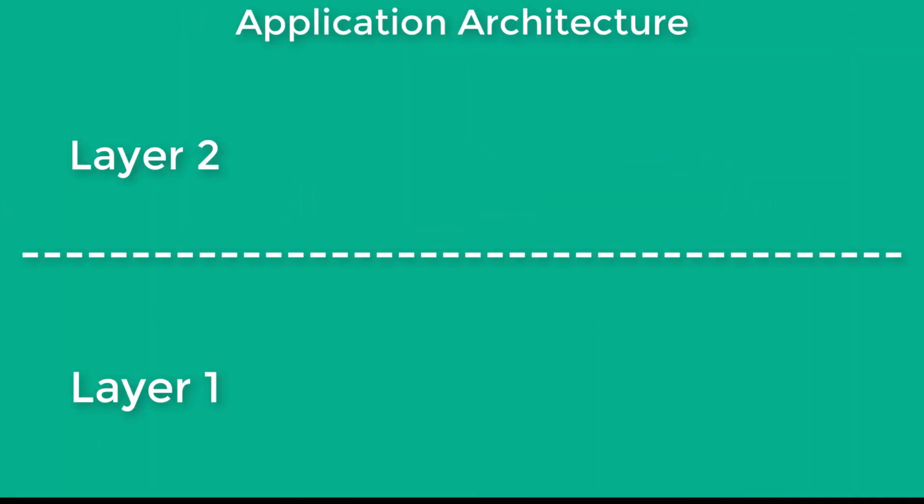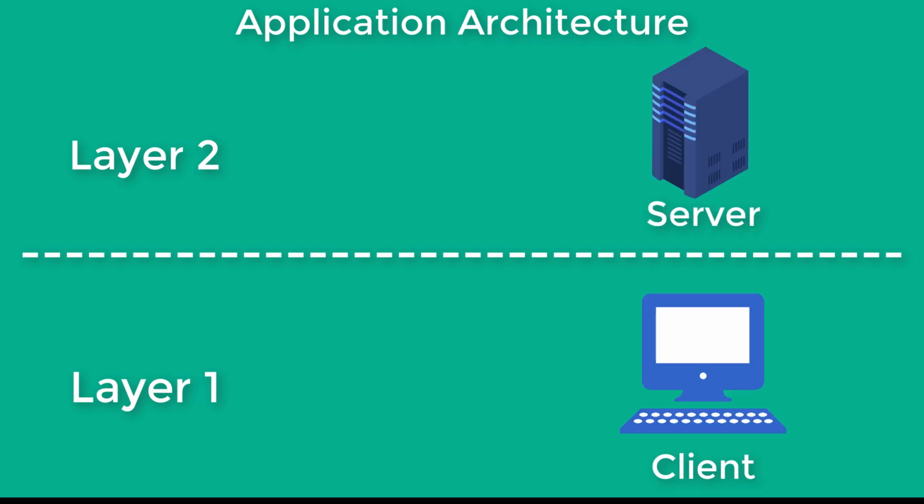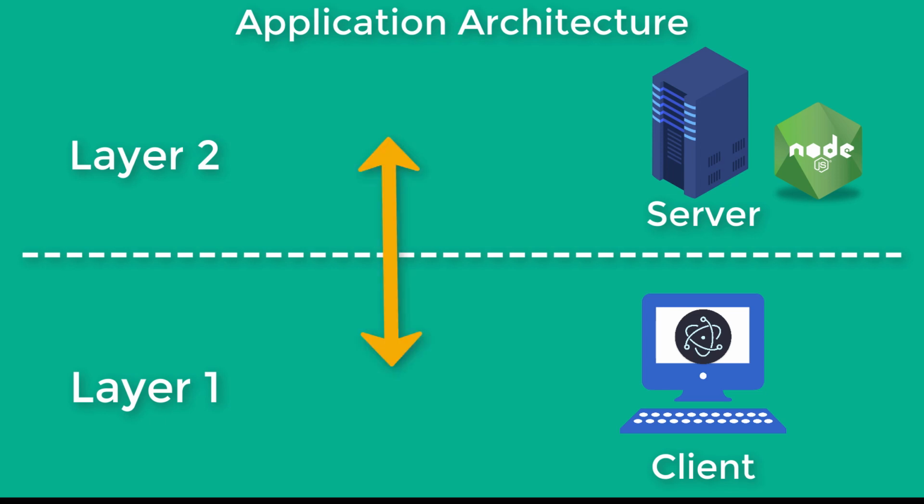Let's discuss the basic architecture first. Our application will have two distinct layers, client and server. We will develop a desktop client app using Electron Js. And our server-side coding will be using Node.js. The communication between server and client will be using WebSocket protocol.